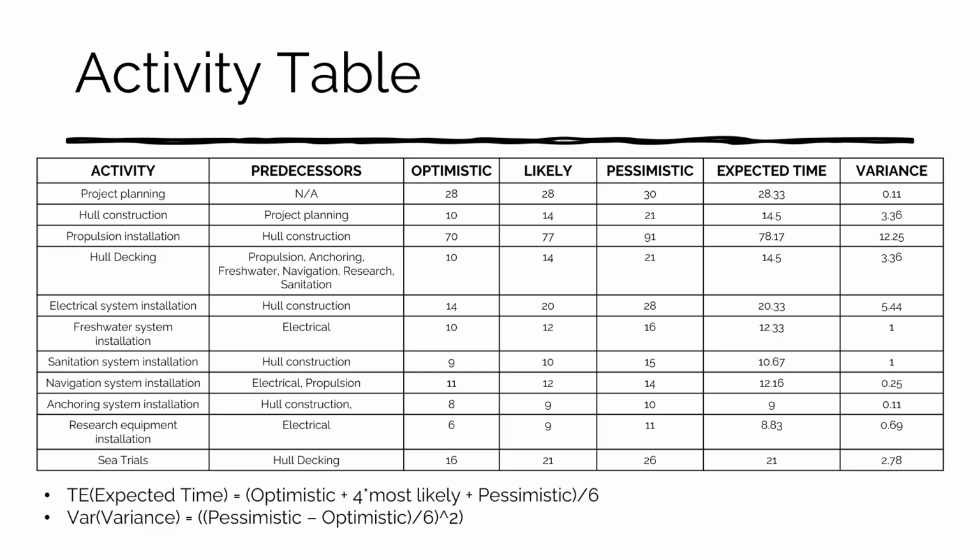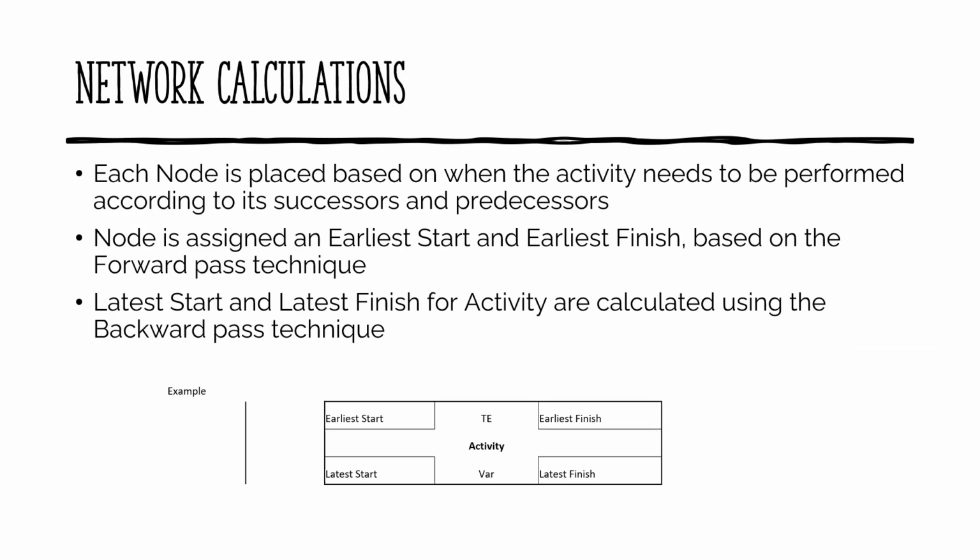The activities follow the beta distribution. So we're going to be using the optimistic plus 4 times the most likely plus the pessimistic, and then we're going to divide by 6, which is again in reference to that beta distribution. And then for the variance, we have the pessimistic minus the optimistic divided by 6, and that's going to be squared. And that is going to be giving our expected time and variance for each one of our nodes, and it's going to help calculate which one is going to be the predecessor and the successor for each one of our nodes.